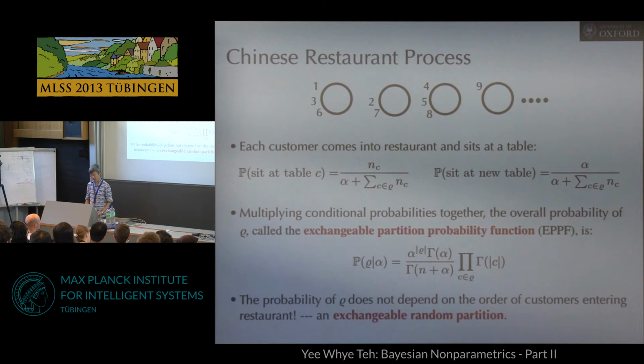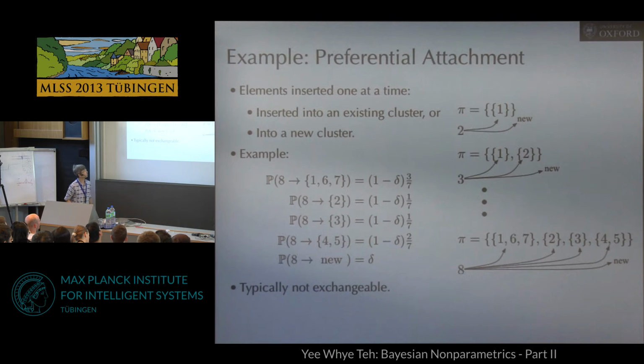I think this is quite a useful property to have when you're modeling data, particularly because if the way you order your observations in your data set doesn't really matter, then you should be making an assumption of exchangeability about your data. And so you should construct models which are exchangeable as well. I'd like to give two examples of random partitions which are not exchangeable, just to help with a bit of intuition.